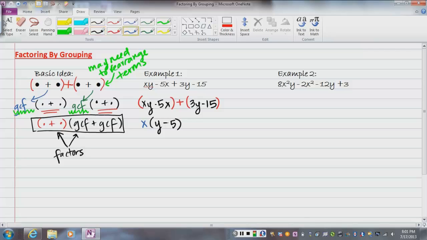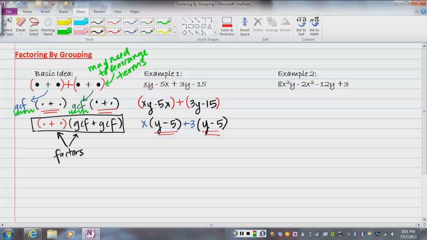I'm going to pull out the GCF from my second pair of terms here. The 3y and the 15, they both have a positive 3 as a GCF. And when I pull the positive 3 out, I'm left with y minus 5. I'd like you to notice that those are the same. That's going to be one of my factors.